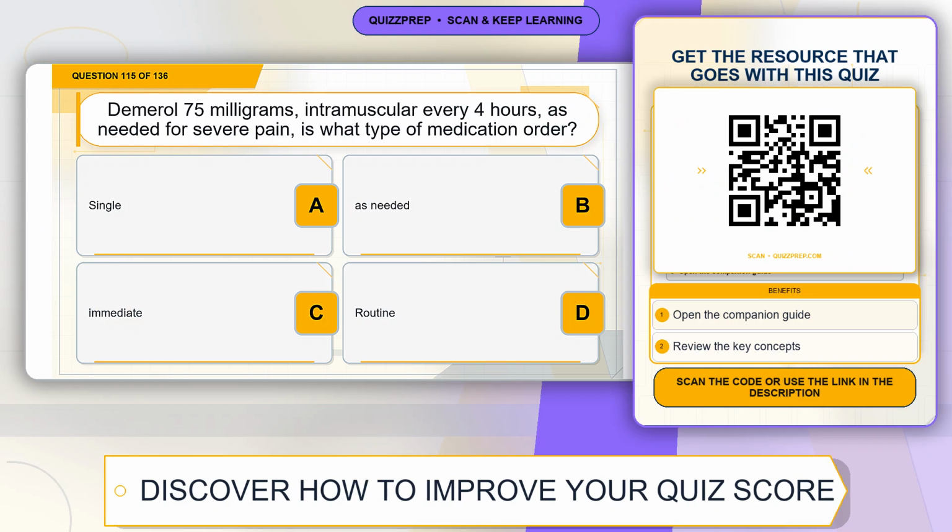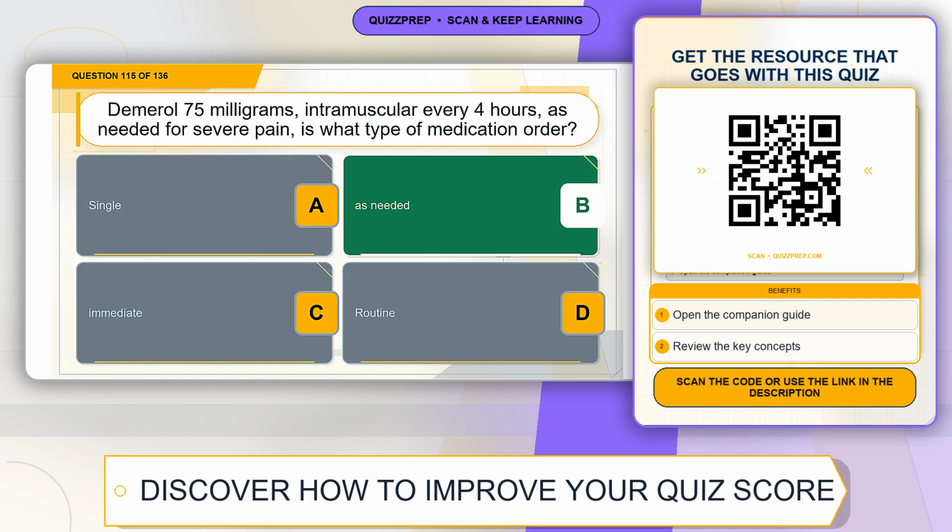Question 115. Demerol 75 mg, intramuscular every 4 hours, as needed for severe pain, is what type of medication order? Option A, single. Option B, as needed. Option C, immediate. Option D, routine. The correct answer is option B, as needed.